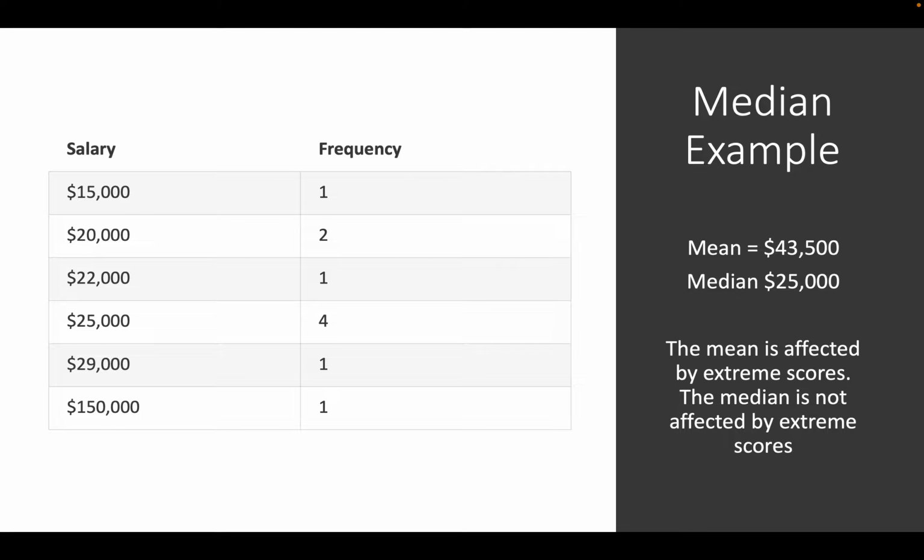So in here, the median and the mode are the exact same as well. So we can say that 25,000 as the mode or the median of our data speaks to its central tendency better than, say, the mean in this situation.